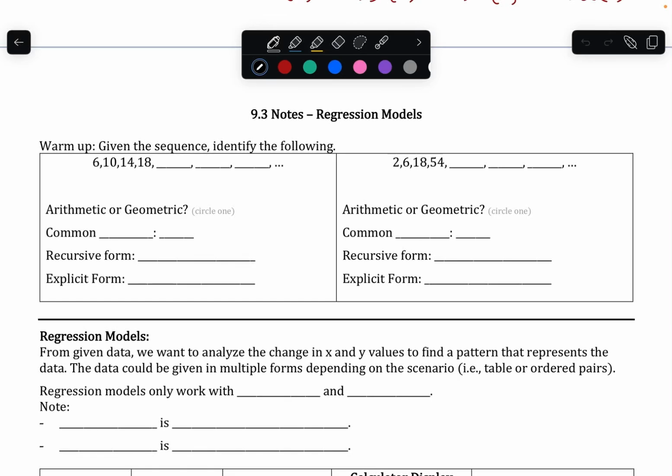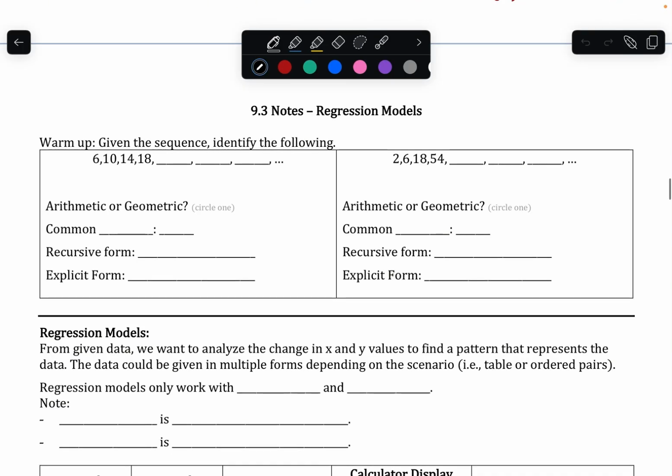All right, in this video, we are going to talk about regression models, which is basically just writing an equation for a set of data. And so we're going to start with a warm-up to review arithmetic and geometric sequences because that's going to help us identify what model we want to use.